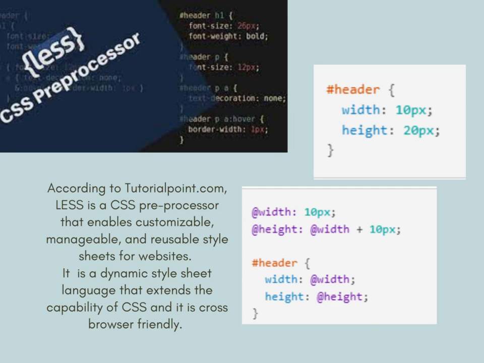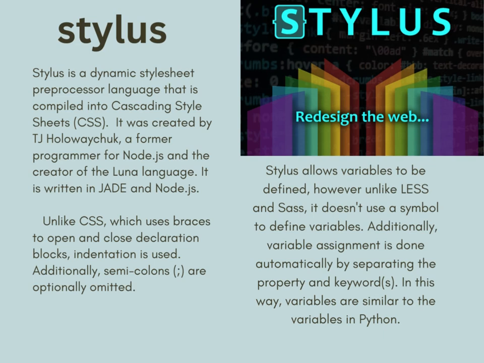So all you have to do is always call the variables that you have already created, and the compiler will interpret it into your CSS project for you. The last most popular type that we'll be talking about is Stylus. Stylus is a dynamic style sheet preprocessor language that is compiled into cascading style sheets.